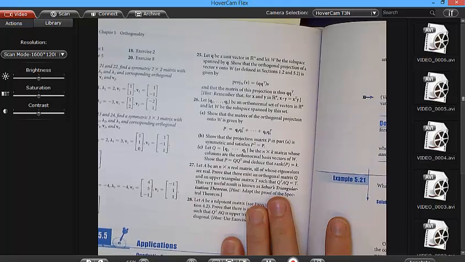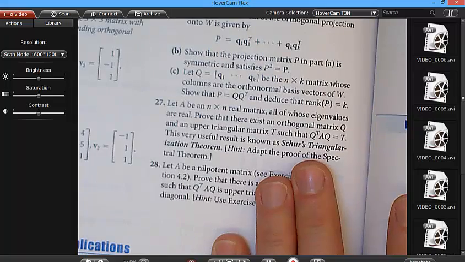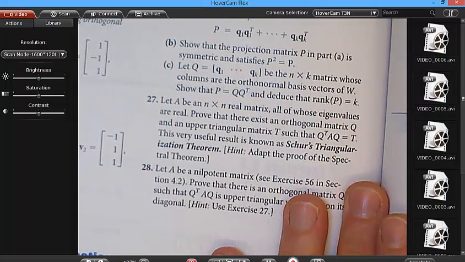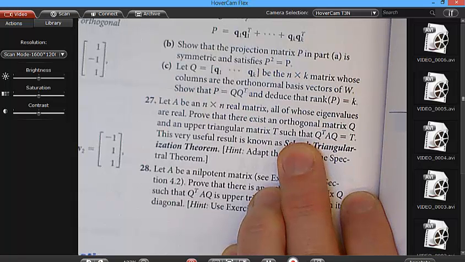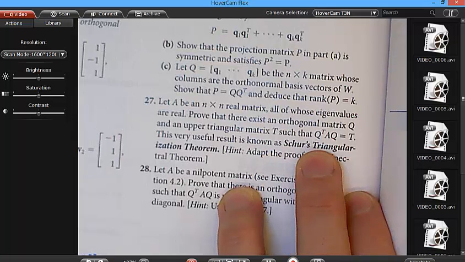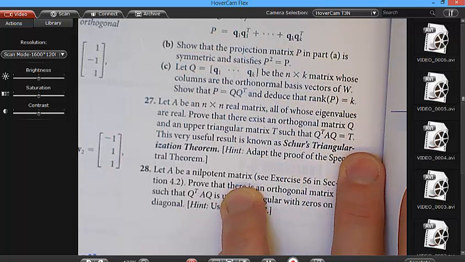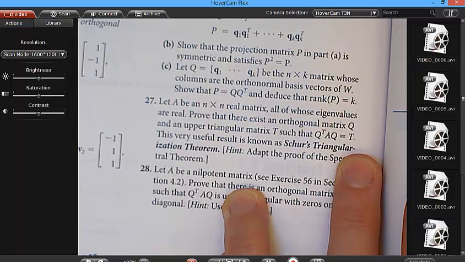Now, what's number 27 say? Let me zoom in on it. Let A be an n by n real matrix, all of whose eigenvalues are real, so keep it real. Prove that there exists an orthogonal matrix Q and an upper triangular matrix T such that Q^T A Q is T. You can orthogonally triangularize. How about that for some vocab I just made up on the spot? You can orthogonally triangularize any real matrix.